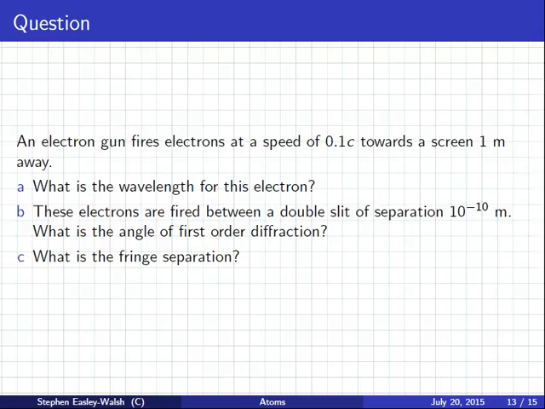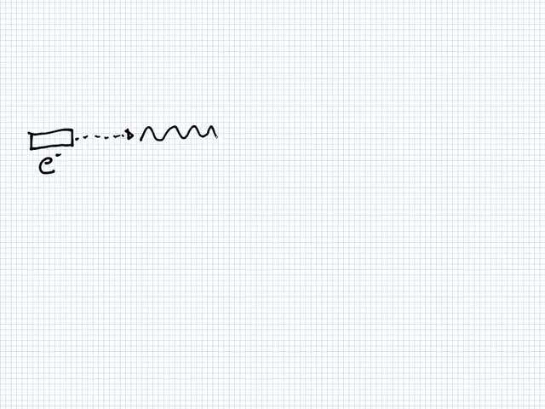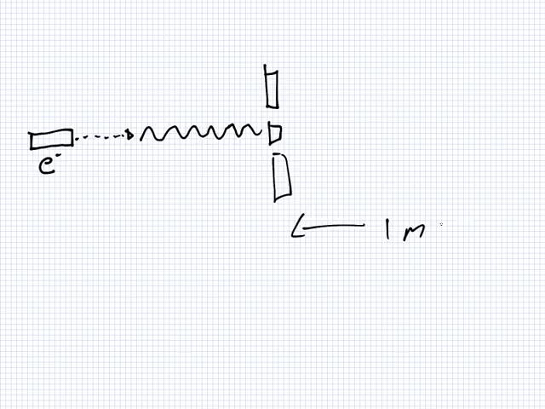Yes? Yes, okay. So let's have a look at this one. So what you have is your electron gun and it fires the electrons, but you know that the electrons act like a wave. And they pass through the double slit. I'll put the double slit here. And this is 1 meter. And this is the screen.